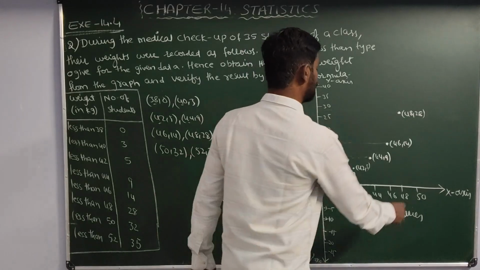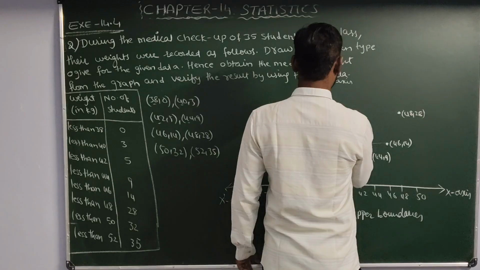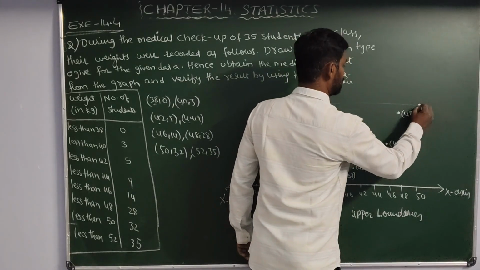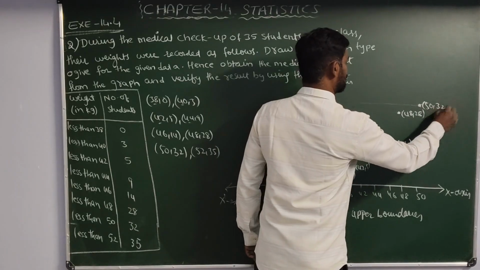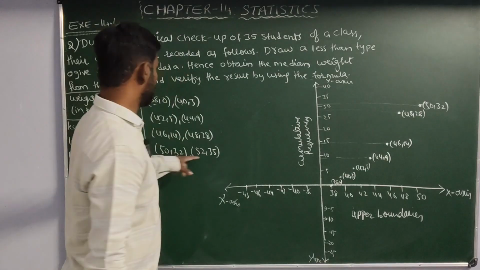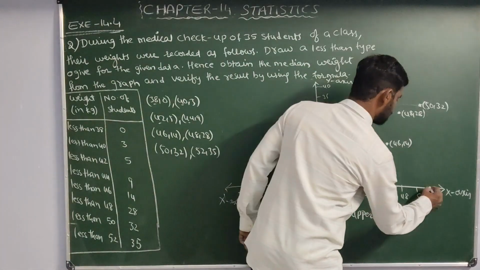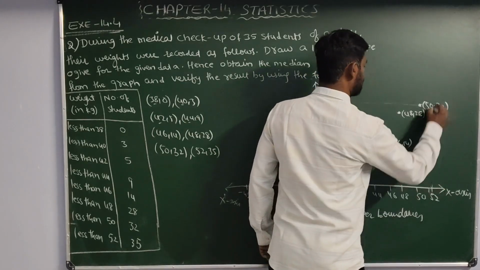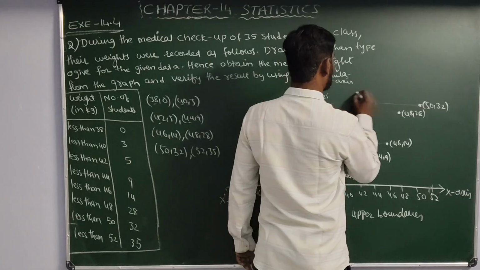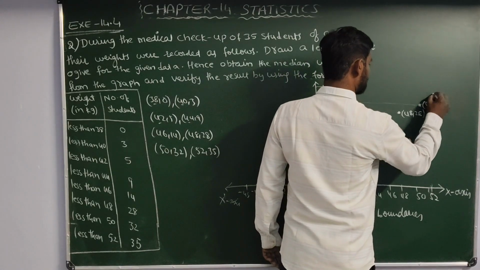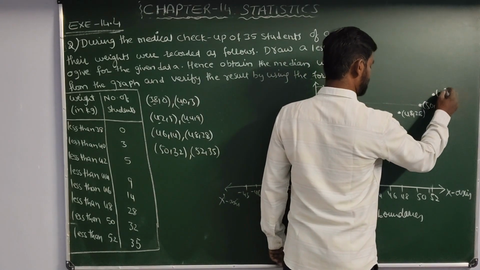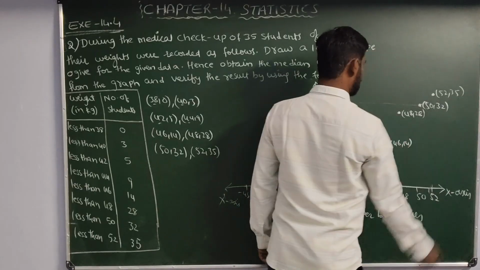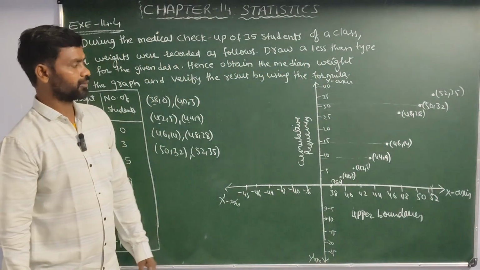Next, 50, 32. 50 and 32. 32 will be here. And this is 52. Here we can take one more, that is 52. 52 will be here and 35 will be here. So the x coordinate is 52 and the y coordinate is 35. Okay. So this is a way of plotting the points on the graph.